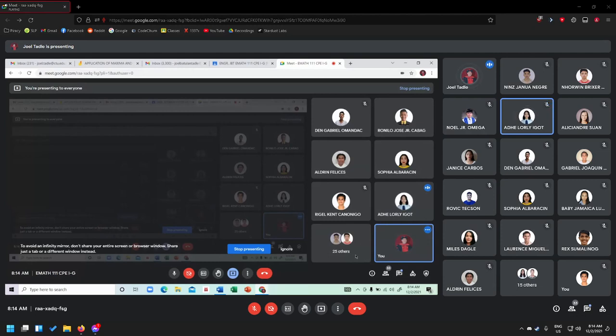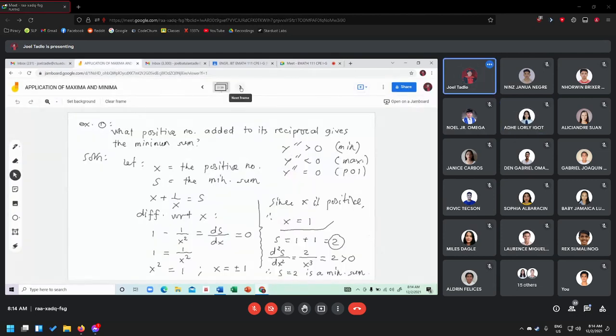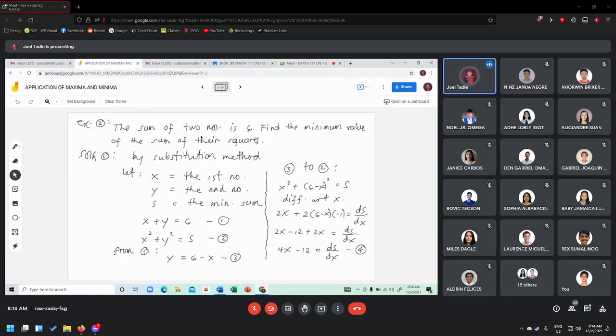Okay. Let's move on to our next example. The sum of two numbers is 6. Find the minimum value of the sum of their squares. So again, this is a minimum application. Find the minimum value of the sum of their squares.